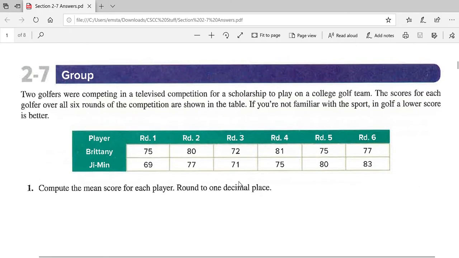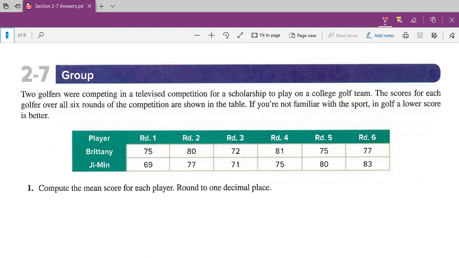They ask us to compute the mean score for each player. Remember, we did mean fairly recently? We're going to calculate the mean for both Brittany and Jimin. Remember, to calculate the mean, you add up all the scores and then divide by how many there are. So in this case, we'll be dividing by six.